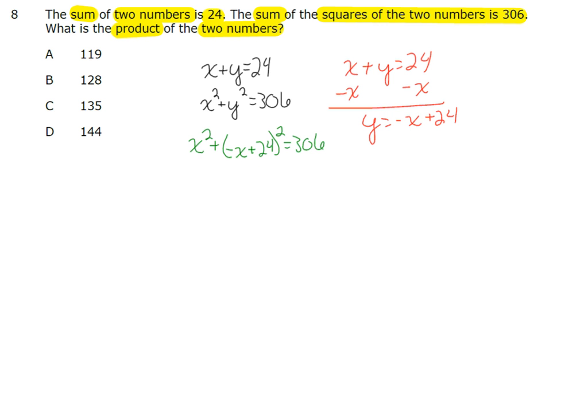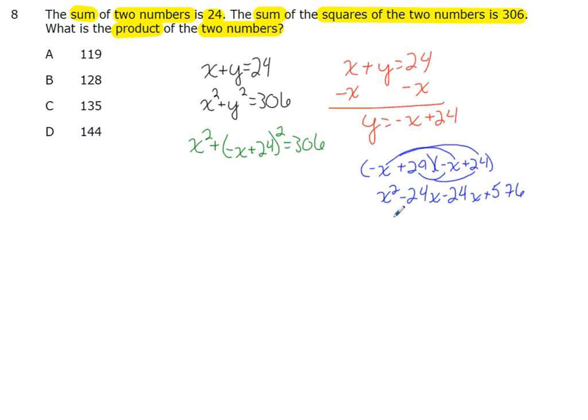Now, in order to square negative x plus 24, you can't just square the individual parts. You have to multiply negative x plus 24 times negative x plus 24. So I'm going to do that out here to the side. Negative x times negative x, that's x squared. Negative x times positive 24 is negative 24x. 24 times negative x is negative 24x. And 24 times 24 is, let's see, 576.